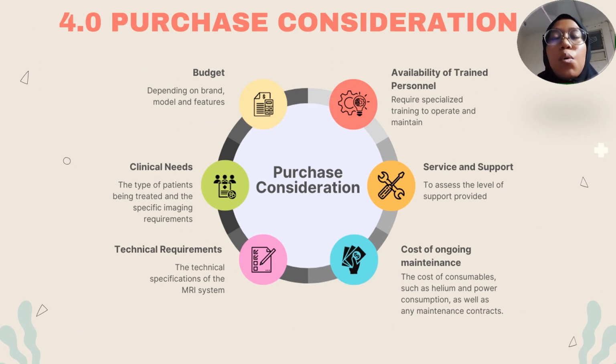What to consider when buying a new medical device? When considering the purchase of an MRI system, there are several factors to be considered. First, budget. MRI systems can range in price depending on the brand, model, and features. It's important to have a clear understanding of the cost of the system and any associated expenses such as installation, maintenance, and training.